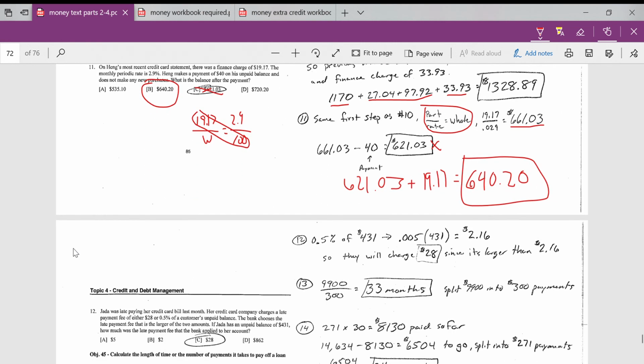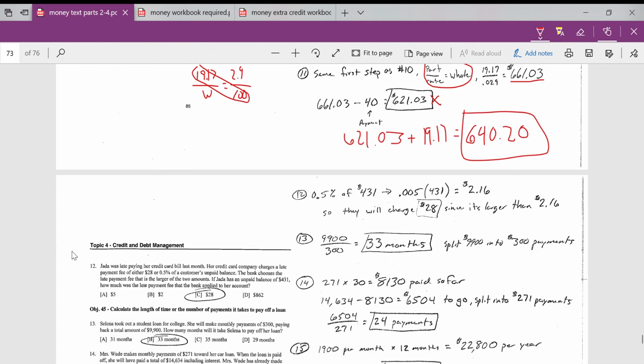Okay. Last problem, number 12. It says they were late paying credit card bill last month. Her credit card company charges a late payment fee of either $28 or 0.5% of the customer's unpaid balance. The bank chooses the late payment fee that is larger of the two amounts. So whatever is bigger. It says if Jada has an unpaid balance of $431, how much was the late payment fee? Okay, so we're going to look at two things here.